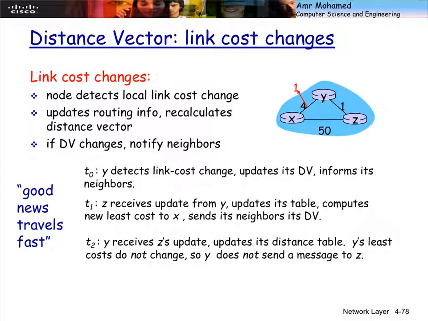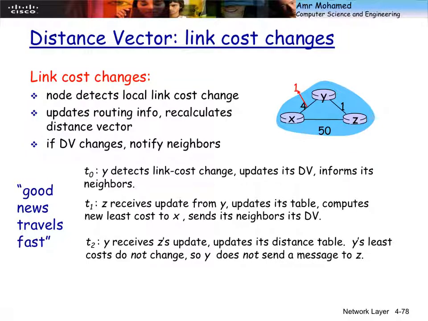So this good news has traveled and the convergence happened, and there's no change after only 2 iterations. It took 2 time slots to reach convergence. And that's relatively fast, because of the fact that the link cost on one of the links improved.